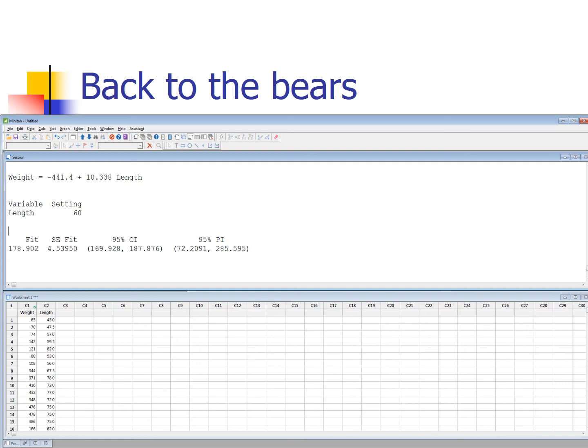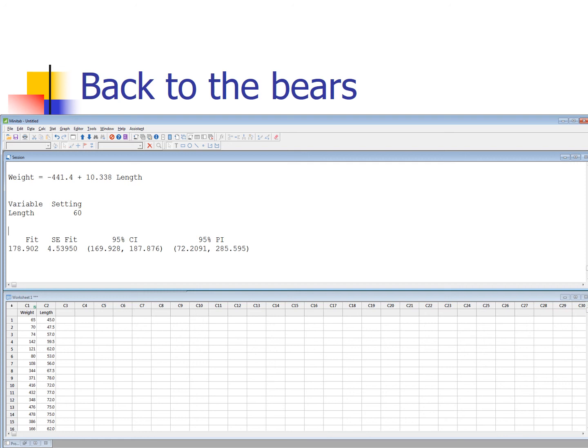And there are two confidence intervals. The rightmost confidence interval, the one going from 72 to 285, that's our prediction interval. We'll interpret that on the next slide. And then the confidence interval, sorry, to the left of it, the one that goes from 169 to 187, that's the confidence interval for the mean. As anticipated, the confidence interval for the mean is the smaller of the two, or flip side, the prediction interval is the larger of the two.